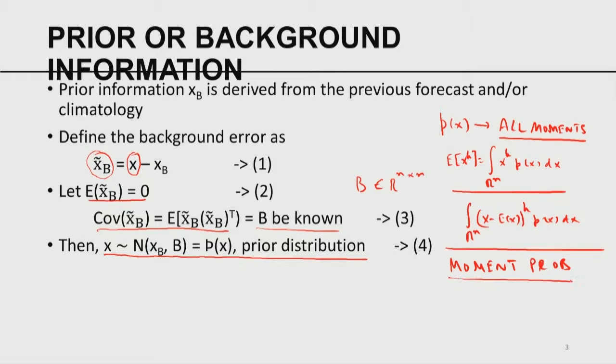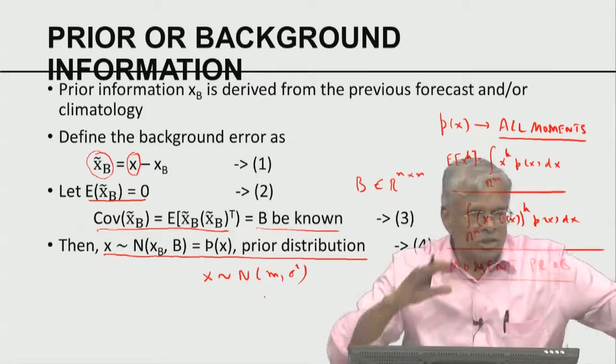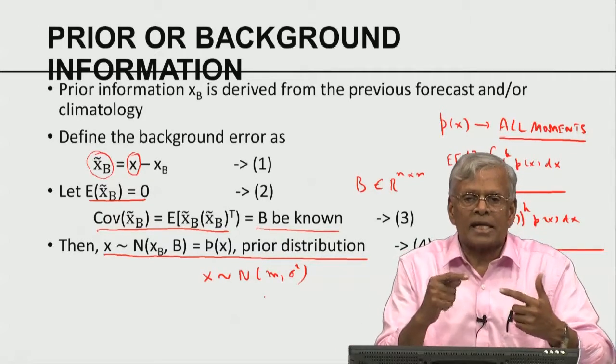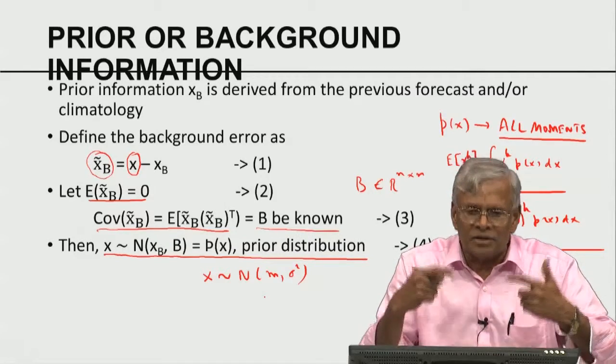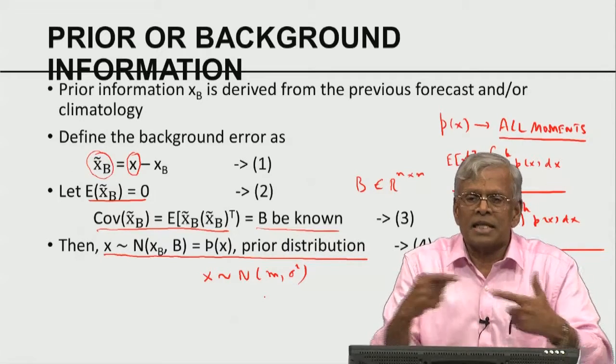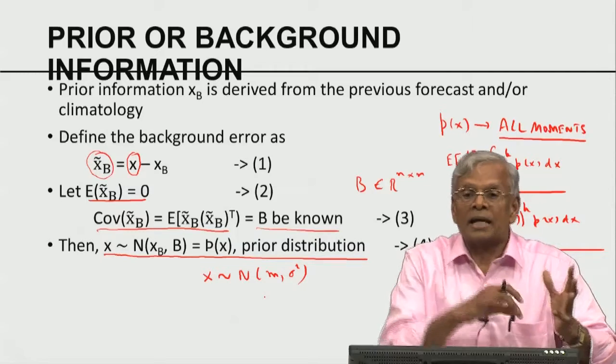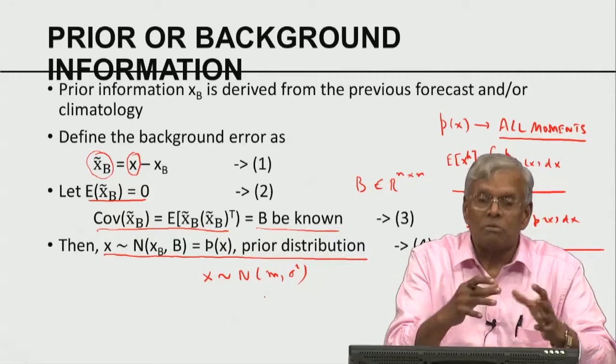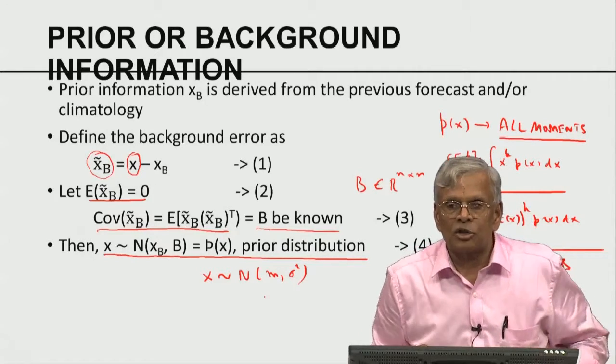Within the context of this moment problem, I want to mention that the normal distribution, the Gaussian distribution, is the only distribution that is uniquely determined by the mean and the variance. Why? If I say x is Gaussian, x is uniquely decided by the mean and the covariance or the variance. Therefore, in many meteorological applications, in many statistical applications, if I am given a bunch of data, from the data I can compute the sample mean and the sample variance, sample covariance. If I have a sample mean and sample covariance, I am going to pretend that the underlying random variable is distributed normally with the sample mean as the mean and the sample covariance as the covariance.